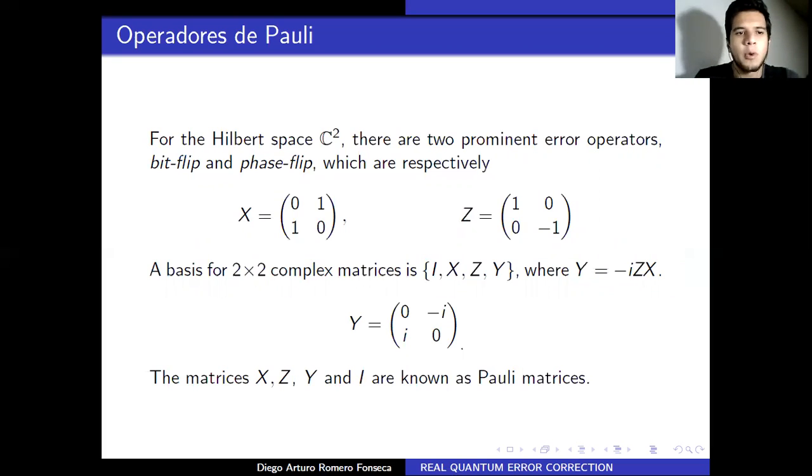Well, so our main goal is to build correctable subspaces. For this, we are going to study the errors that can appear in a code. In the case of the qubit, there are two prominent errors, the bit flip and the phase flip, which are the X and Z matrices. We know that X, Z, and Y and the identity are a basis for the 2x2 complex matrices, where Y is this product here. So we are going to focus on correcting these errors, because if we can correct these kinds of errors, then we can correct all the linear combinations.